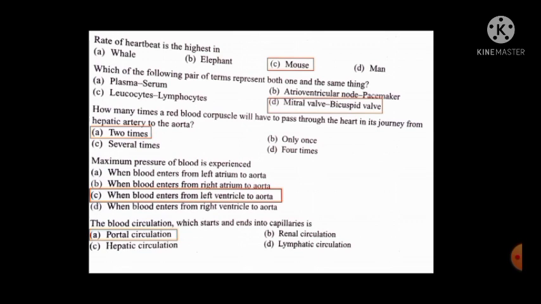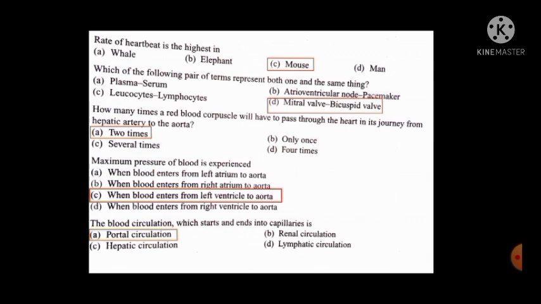How many times will the RBCs, red blood corpuscles, have to pass through the heart in their journey from hepatic artery to the aorta? 2 times in pulmonary circulation and in another circulation. Maximum pressure of blood is experienced when the blood enters from left ventricle to aorta, because the left ventricle pumps blood with powerful contraction to the whole body through aorta.